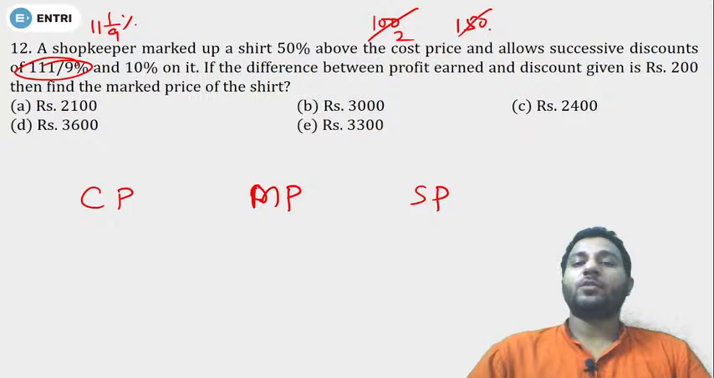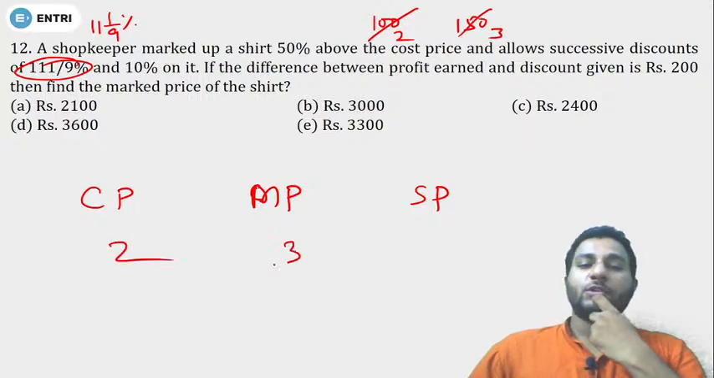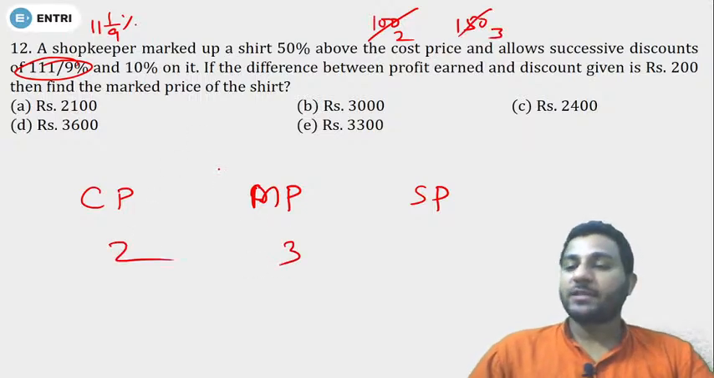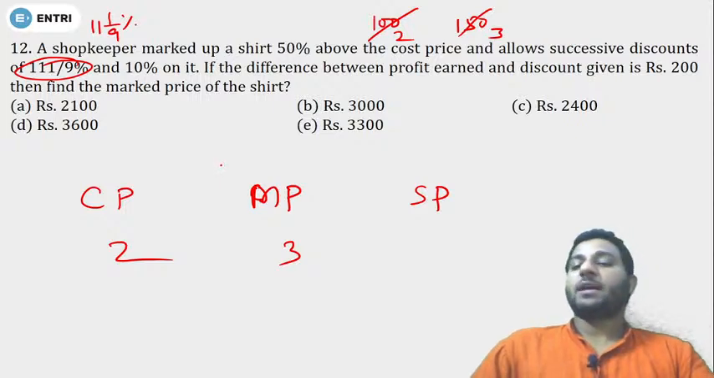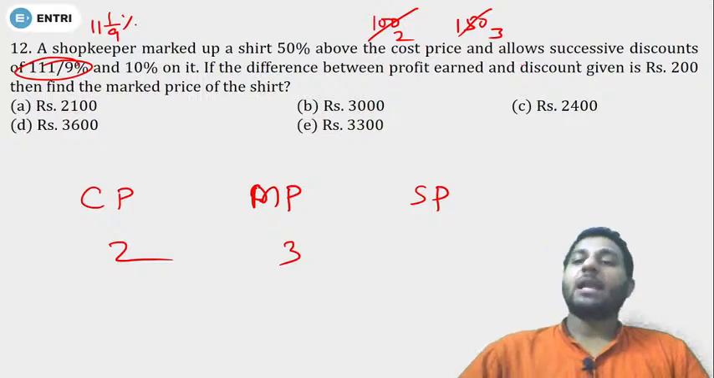So from 2 it has become 3. So 2 to 3 will be the ratio of cost price and mark price. यानी 50% अगर above है mark price तो जाहिर सी बात है 2 और 3 का अनुपात बनेगा. And then allows a successive discount. So discount will be applied on mark price.